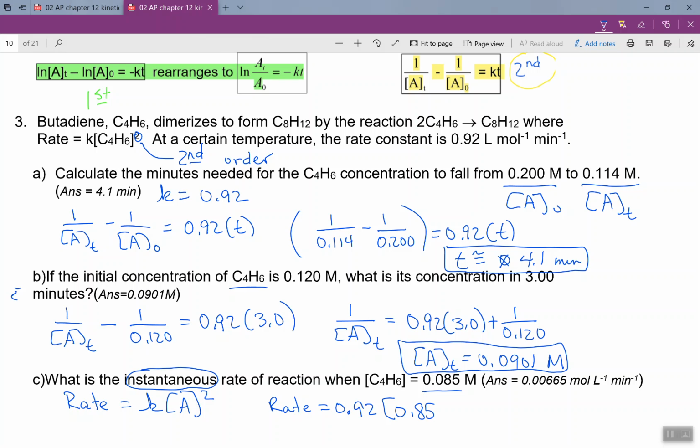So rate is equal to 0.92, which you have from earlier, and you're given 0.85, and you're going to square it. And when you do that, you get 0.00665 moles per liter per minute (mol L^-1 min^-1). And there's your final answer.